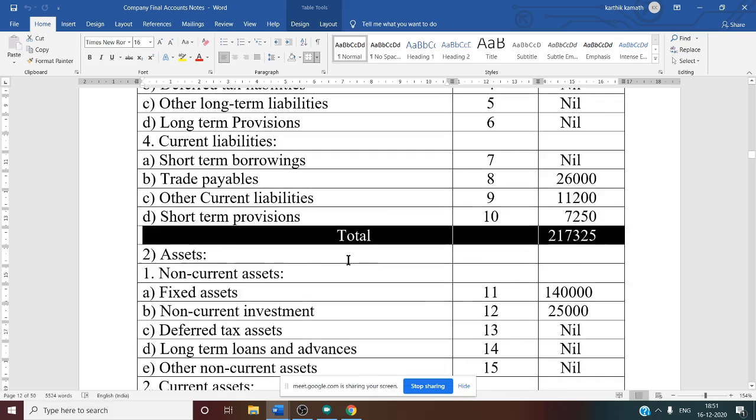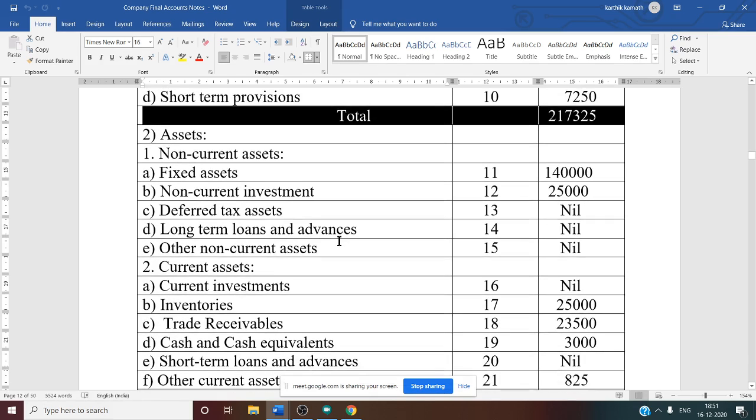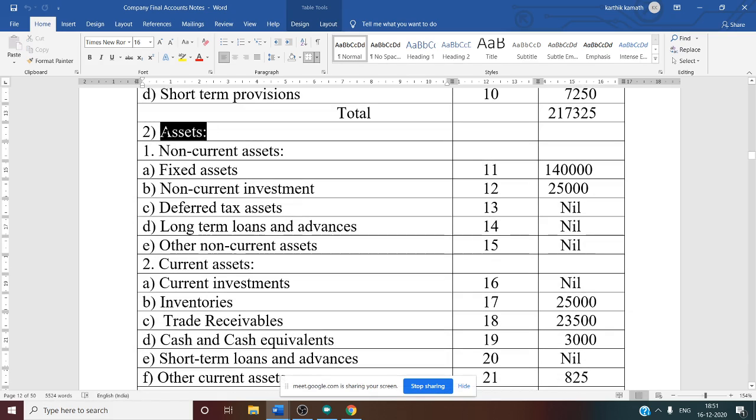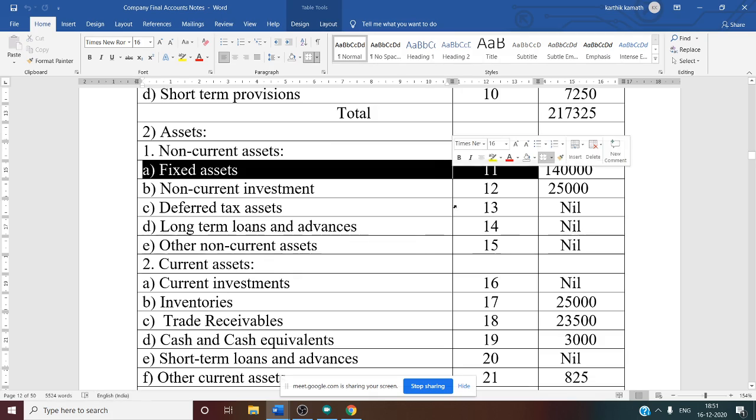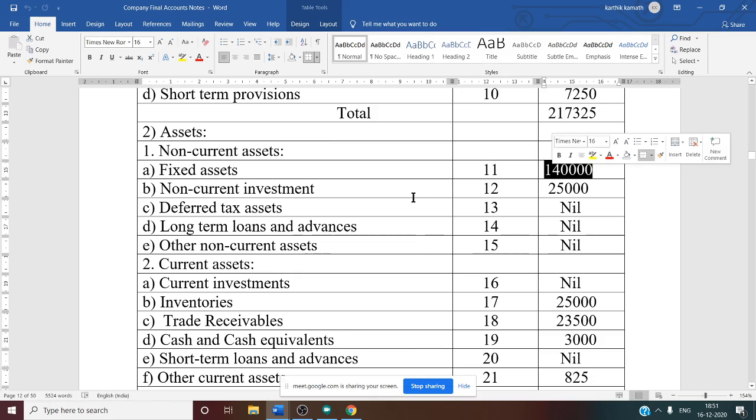Next thing we have to see is the asset side. Asset side means below that liability you have to write assets. Second heading, assets. Under that, first two main categories are there. One is non-current asset, second is current asset. Under non-current asset there are 5 working notes, under current asset 6 working notes. So non-current asset, first one fixed asset. Fixed asset, working note number 11, only three items: machinery, building and goodwill. So write the total, that's it, 1,40,000. Investment is directly given, working note number 12, 25,000.